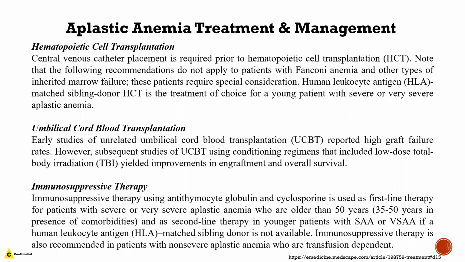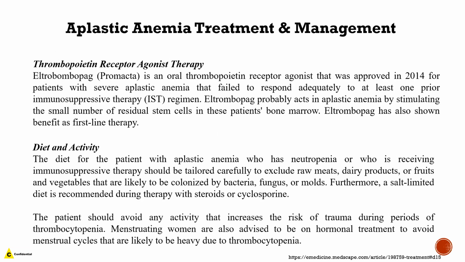Immunosuppressive therapy using anti-thymocyte globulin and cyclosporine is used as first-line therapy for patients with severe and very severe aplastic anemia who are over 50 years old, and as a secondary line in younger patients. Immunosuppressive therapy is also recommended in patients with non-severe aplastic anemia who are transfusion dependent.